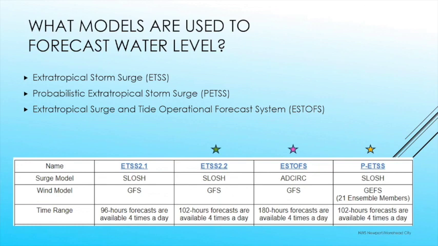There are three models that are used to forecast TWL: the ETSS, the PETS, and the SDOFs. One of the major differences here is the SDOFs runs off the surge model called the ADCIRC, and the PETS is an ensemble model, while the ETSS is just one deterministic model.